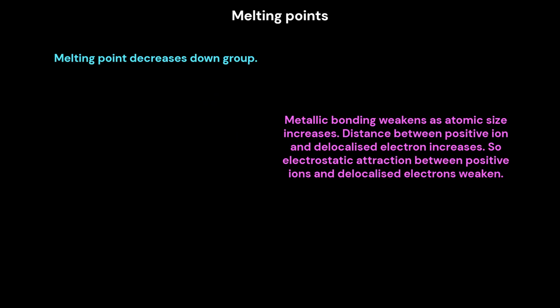Melting points. Melting point decreases down the group. Metallic bonding weakens as atomic size increases. The distance between the positive ions and delocalised electrons increases, so the electrostatic attraction between positive ions and delocalised electrons weakens.